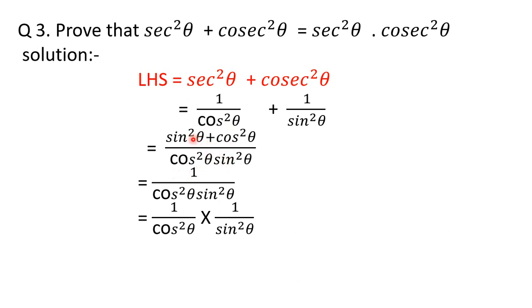So here 1 into sin square theta is sin square theta. Again, cos square theta into sin square theta divided by sin square theta gives cos square theta. So cos square theta multiplied by 1, we get here cos square theta. Now in the numerator we have sin square theta plus cos square theta. So this is equal to 1 by the trigonometric identity. So we can write 1 upon cos square theta into sin square theta.